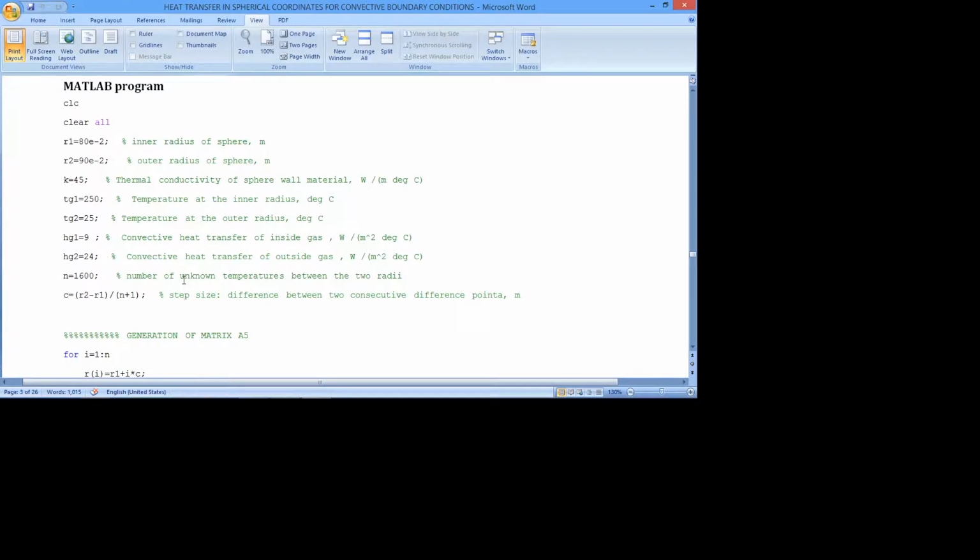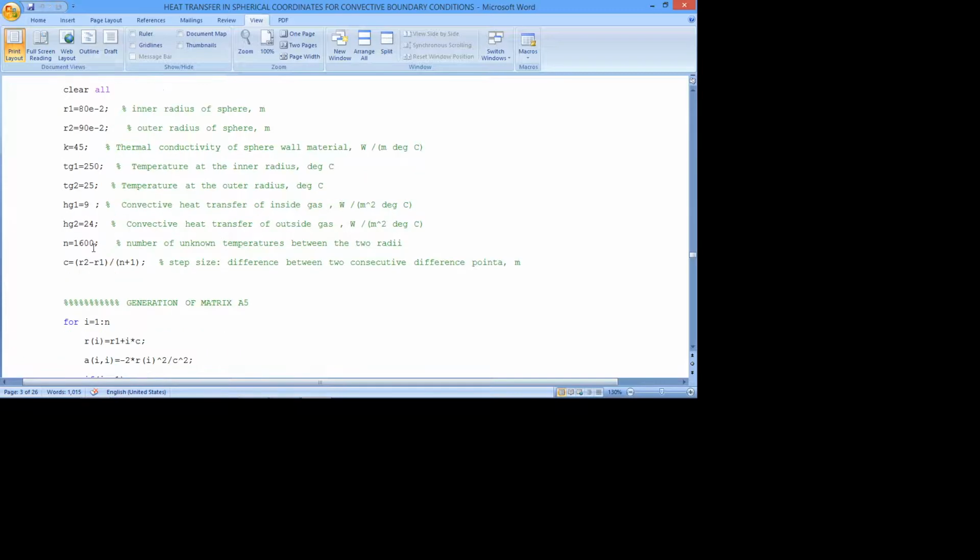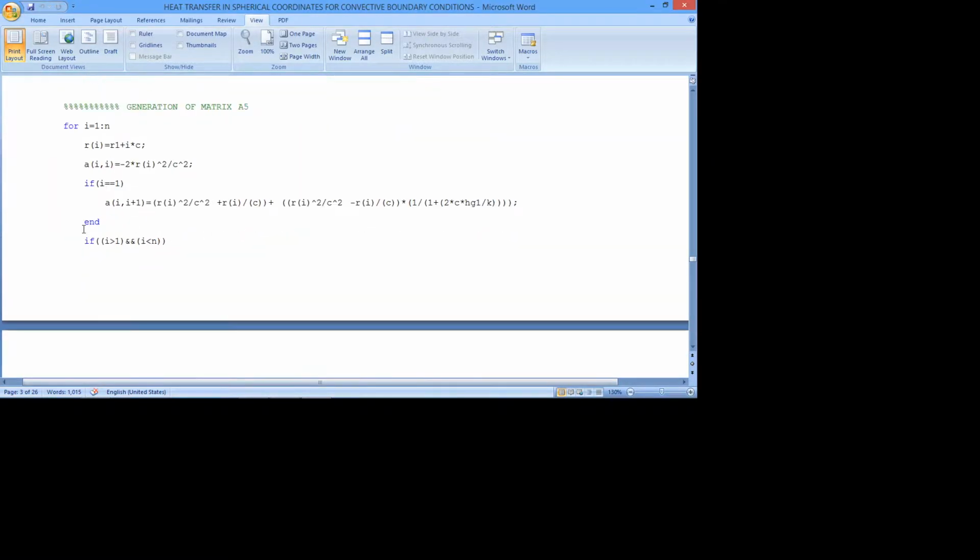Once we generated that, you have a MATLAB code where the initial inside radius of the sphere is 80 centimeter, outside is 90, thermal conductivity 45 watt per meter per degree Celsius, inside temperature of gas 250, outside surface side gas temperature 25 degrees Celsius, inside gas heat transfer coefficient 9 watt per meter square per degree Celsius, outside surface convective heat transfer coefficient is 24 watt per meter square per degree Celsius. Number of difference points is 1600.